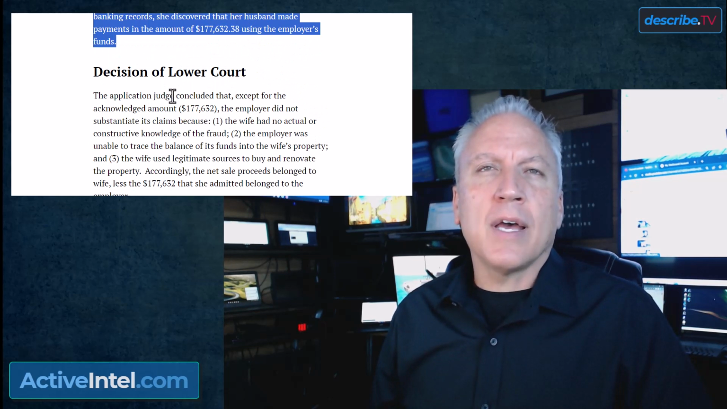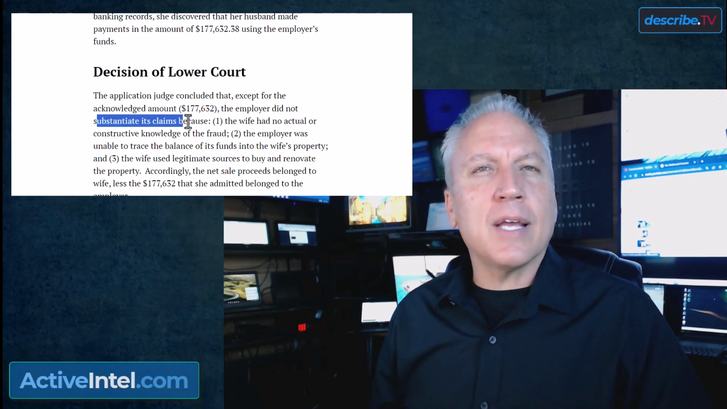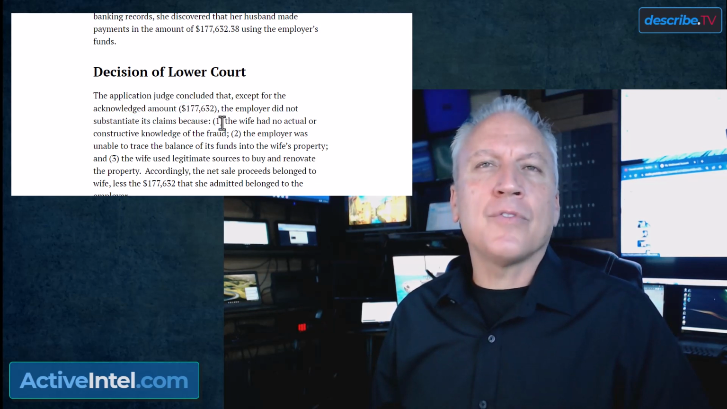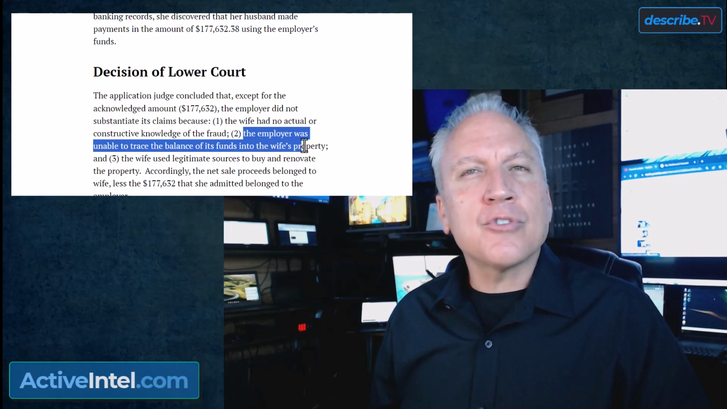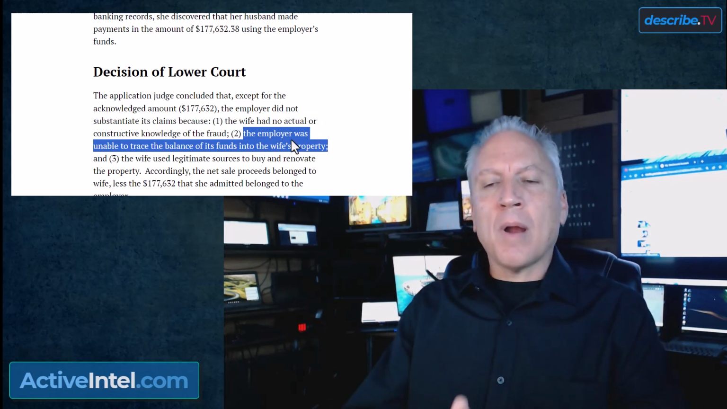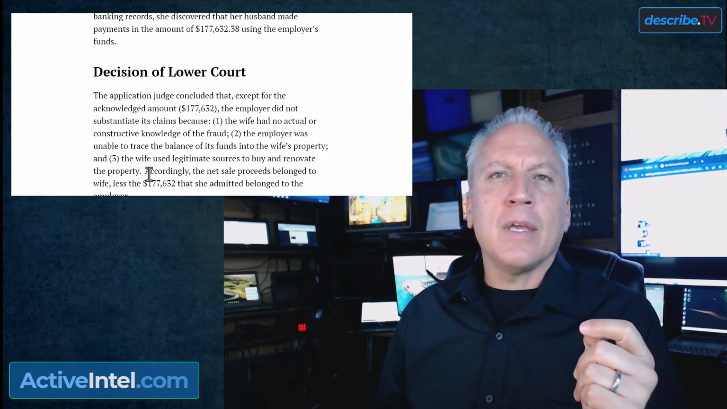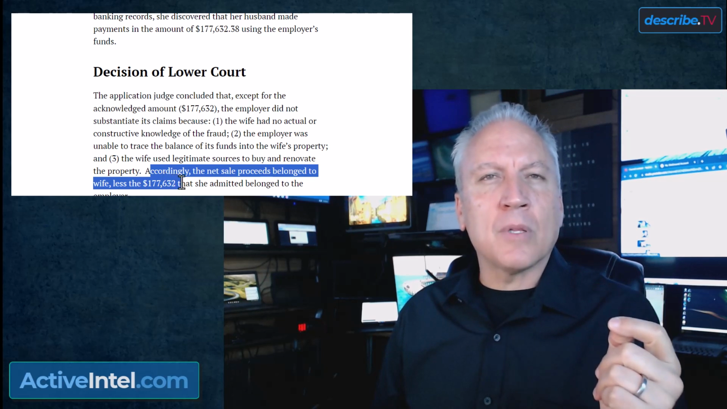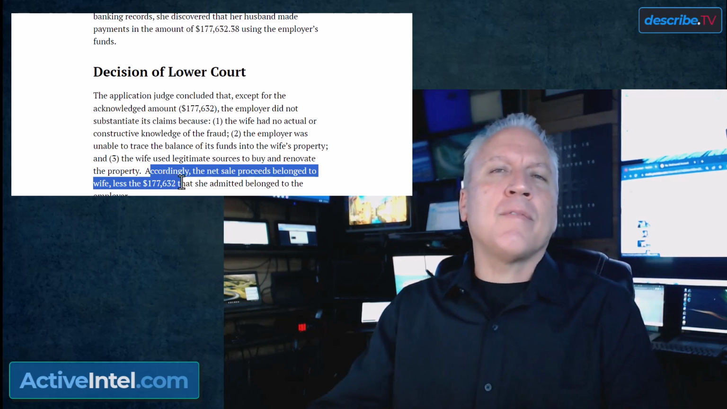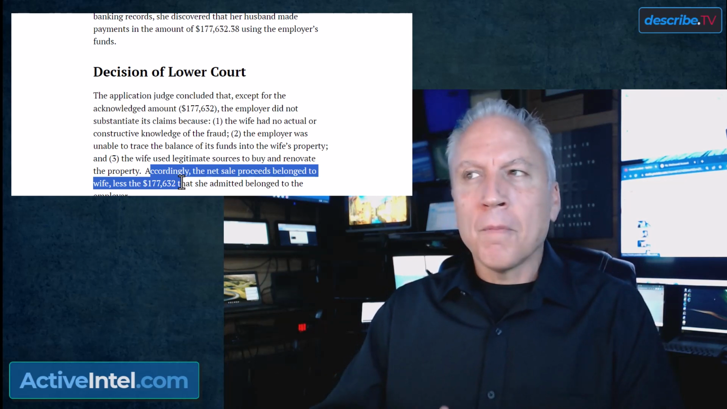What happened in court? Well, the court said that except for the $177,000, the employer did not substantiate its claims because they did not show evidence that the wife had actual knowledge of the fraud. The employer was unable to trace the balance of the funds into the wife's property. So what happened was the net sale proceeds of that property were determined to belong to the wife, except for the $177,000 that she admitted came from the employer.